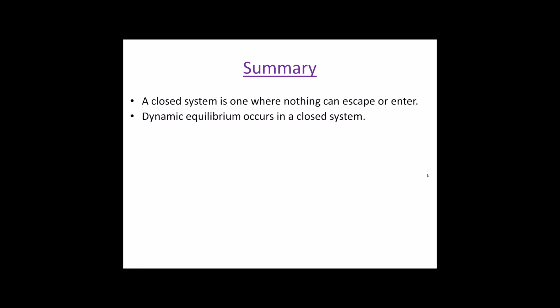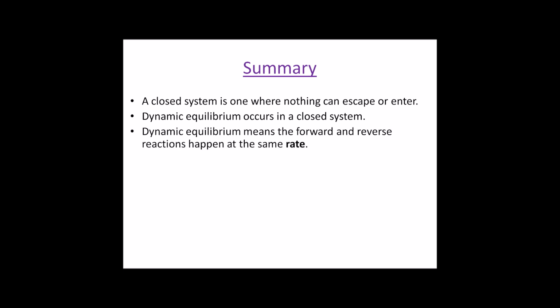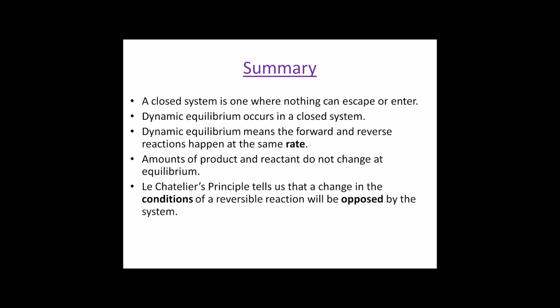In summary, a closed system is one where nothing can escape or enter. Dynamic equilibrium occurs only in a closed system. Dynamic equilibrium means the rate of the forward and reverse reactions are the same, and so therefore the amount of product and reactants do not change at equilibrium, they stay the same. Le Chatelier's principle tells us that a change in the conditions of a reversible reaction will be opposed by the system. And the conditions are temperature, pressure and concentration.